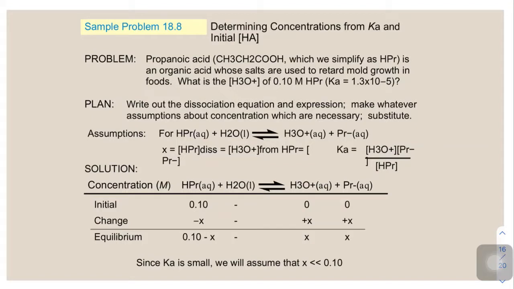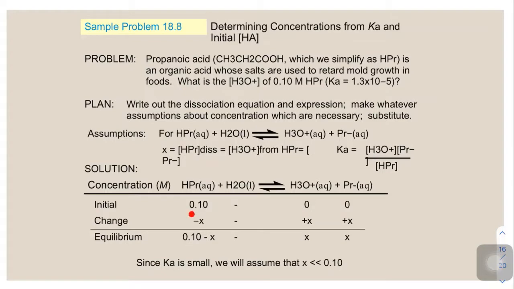So we construct the ICE table. Propanoic acid plus H2O produce H3O+ and propanoate ion, Pr minus. The initial concentration of the propanoic acid, or HPr, is 0.1 molar. This is what we have here: 0.1 molar, 0 H3O+, 0 Pr minus. The changes are negative x for HPr, positive x for H3O+, and positive x for Pr minus.